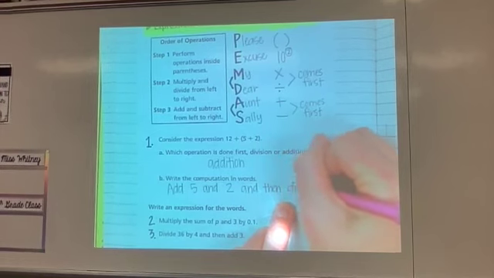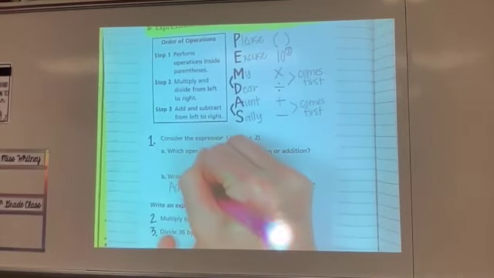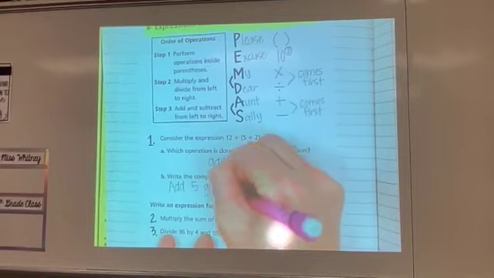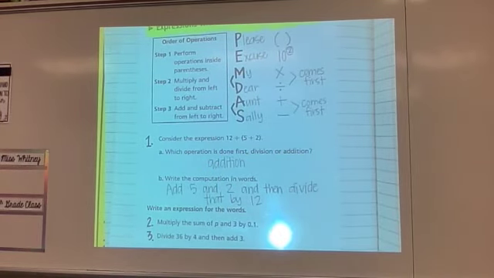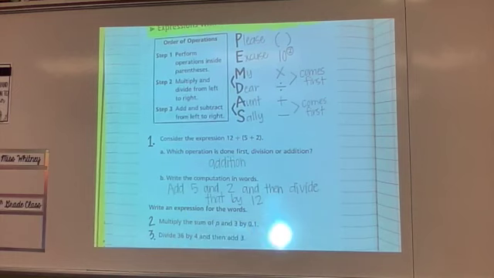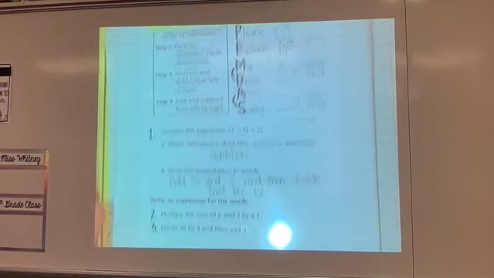Divide that by 12. So just putting down in words how I would solve that expression. We're not actually solving it. We're just practicing with reading how you would say it and writing it down in words. So let's do a couple more of those.